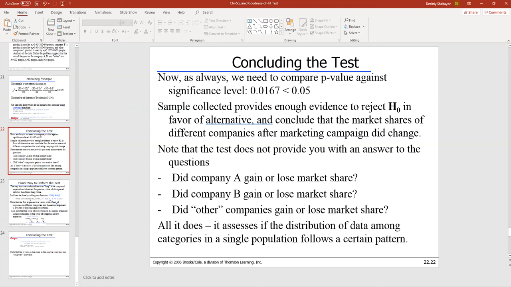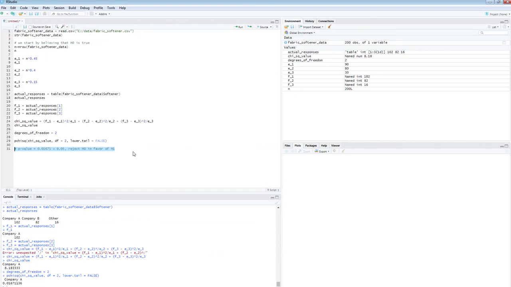Let me go back to our code. What we did right here, we calculated the expected frequencies and we found the actual frequencies. Then we constructed this ugly looking expression calculating the value of the chi-squared, and then we said we have to use the chi-square distribution with 2 degrees of freedom and see what area in the right tail is cut off by that calculated chi-squared value. That was the long way to go, right?